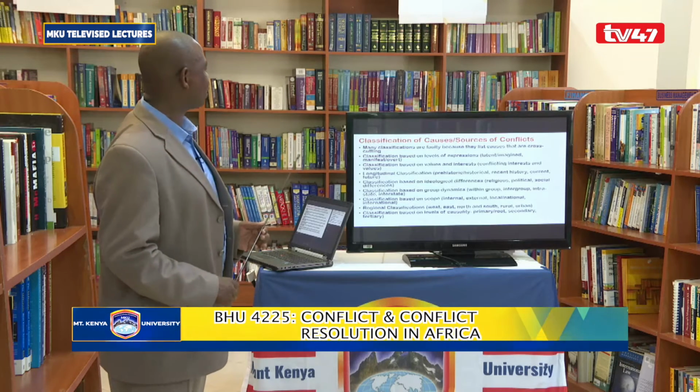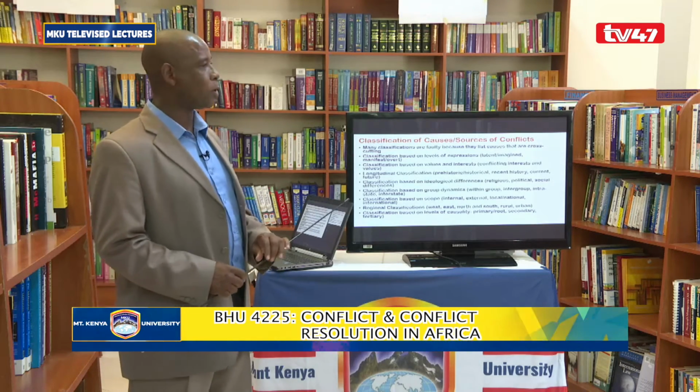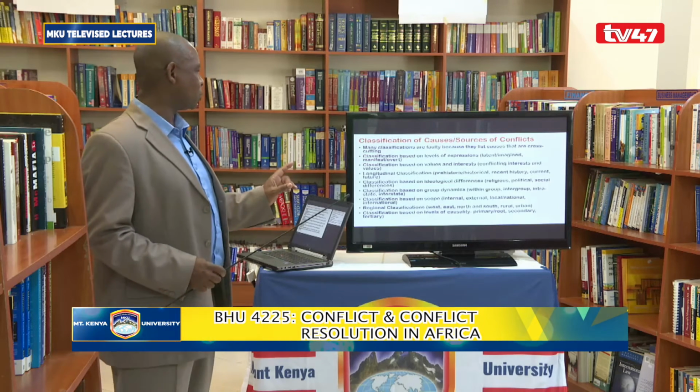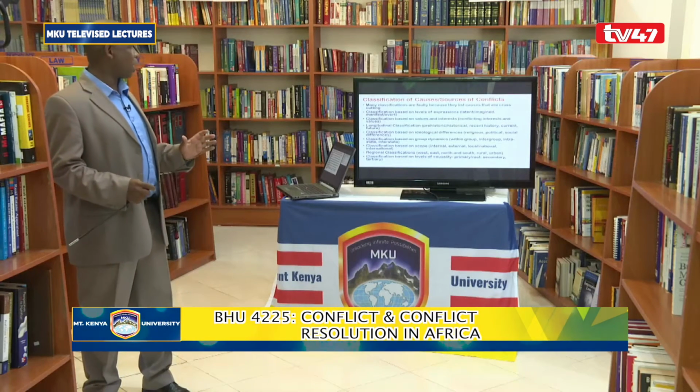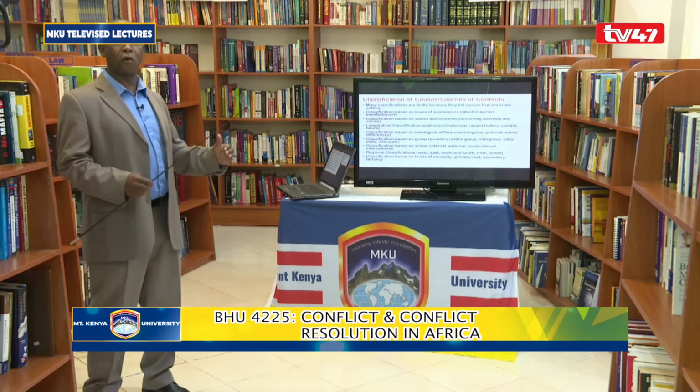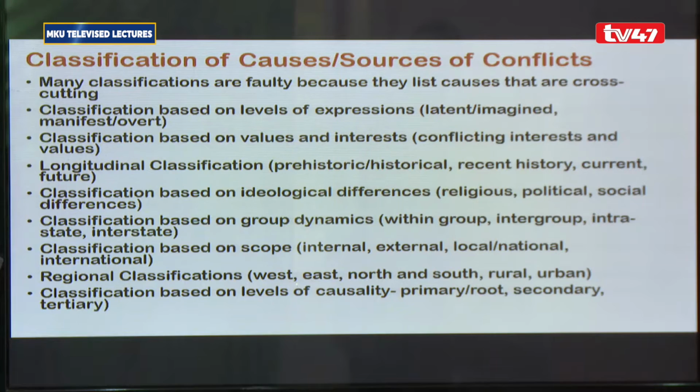Causes can also be classified in terms of the values and interests, so that groups of people have conflicting interests and values. Conflicts can also be classified in terms of time, where you do a longitudinal survey and see how conflicts have evolved from the beginning to today. Some people analyze conflicts in terms of how the conflicts began, developed, and how they present themselves today.